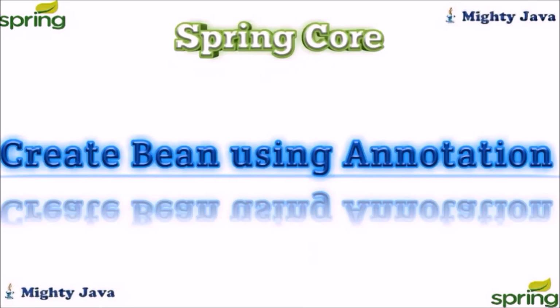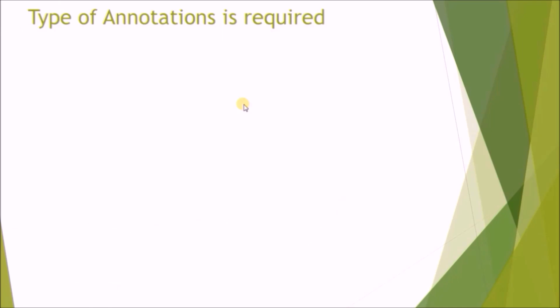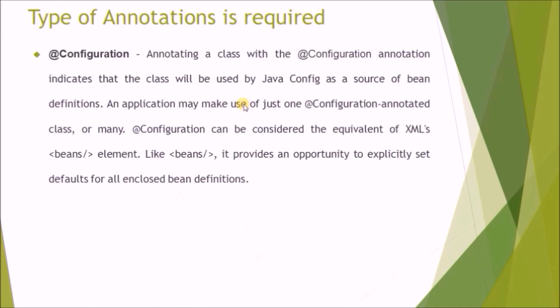In this video, we will see how to create a bean using annotation in Spring. Types of annotations required. Configuration. Annotating a class with the configuration annotation indicates that the class will be used by Java config as a source of bean definitions. An application may make use of just one configuration annotated class or many. Configuration can be considered the equivalent of the XML beans element. Like beans, it provides an opportunity to explicitly set defaults for all enclosed bean definitions.